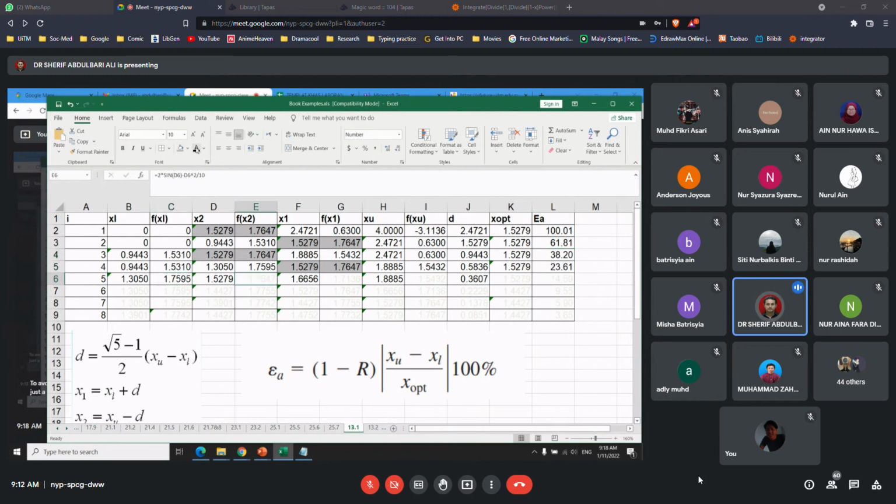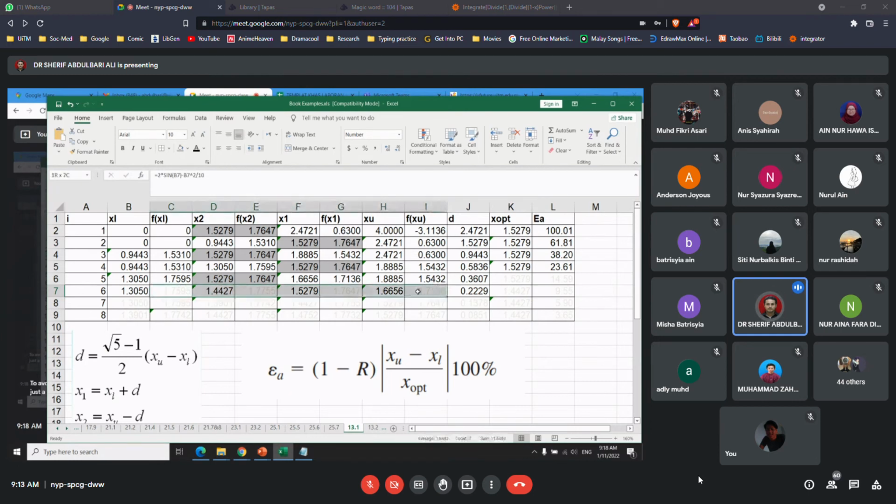Here I'm going to get the function for these values. So when I get the function for iteration number 5, consider here the function of x2 is greater than the function of x1. So this means the next change is going to be here. If the function of x2 is greater, then x upper is going to take the value of x1, x1 will take the value of x2, and x lower is going to remain the same. I need to calculate a new value of xd first, and this is x2.